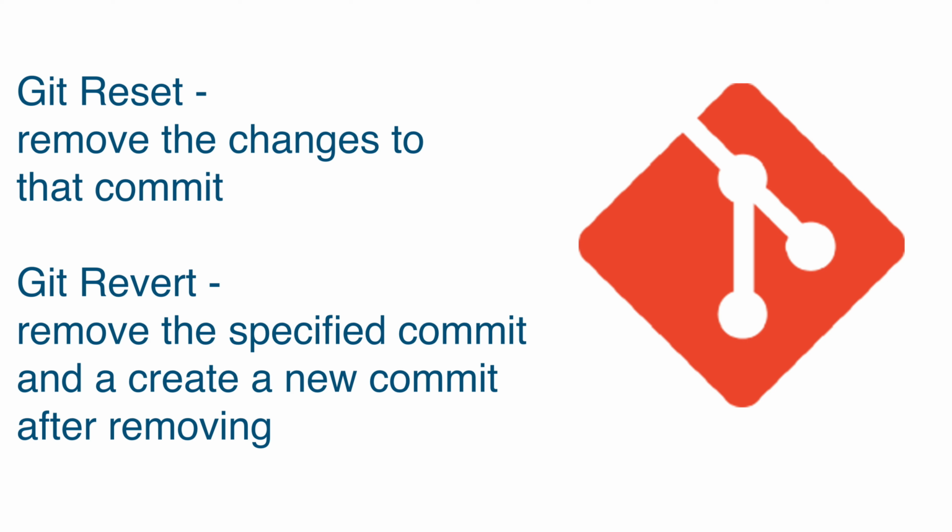So mostly people get confused between git reset and git revert. So basically git reset removes the changes to that particular commit. Git revert basically removes the specified commit and creates a new commit after removing that, while git reset will not create any new commit.